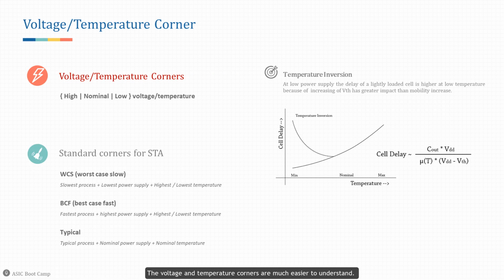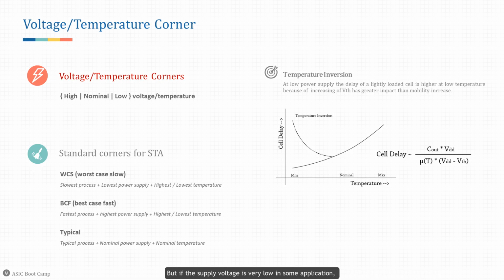The voltage and temperature corners are much easier to understand. Normally, the cell propagation gets slower as temperature goes up. But there is an important abnormal situation when we talk about temperature impact. Traditionally, the higher the temperature, the slower the cell delay. The cell delay can be roughly described by this equation, where μ is the electron mobility and VTH is the threshold voltage. As temperature increases, both the mobility and VTH decrease. Generally, the mobility has greater impact on the overall cell delay, so the cell becomes slower when temperature increases.